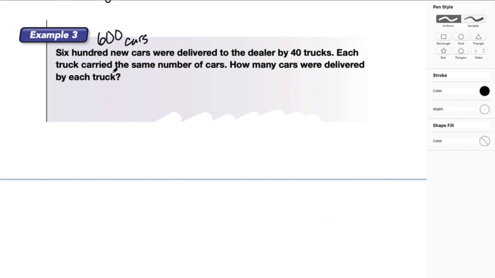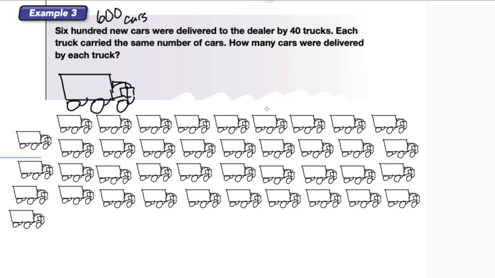Each truck carried the same number of cars. How many cars were on the truck? So an image of that would look like this. Okay, so here are the 40 trucks. And we know that there's 600 cars split up amongst all of them.